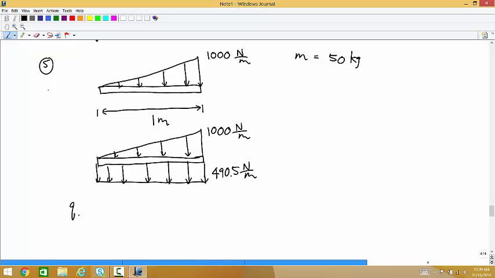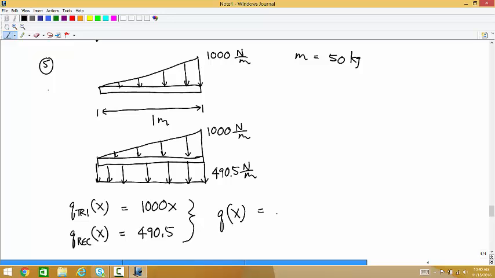Now Q for the triangular distributed load is 1,000x. Q for the rectangular distributed load is 490.5. So Q of x is 1,000x plus 490.5.